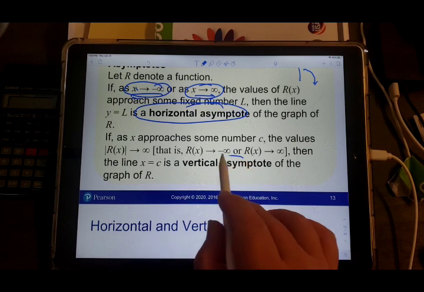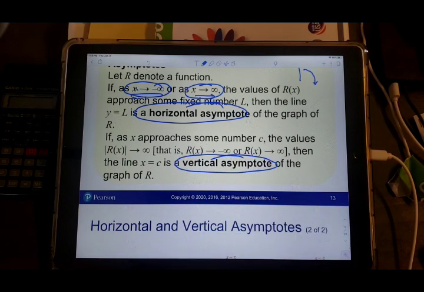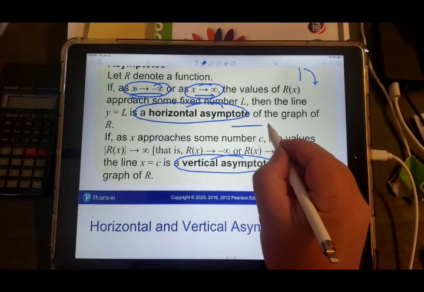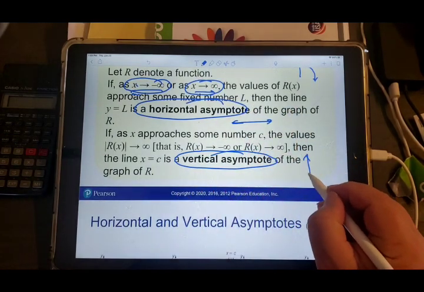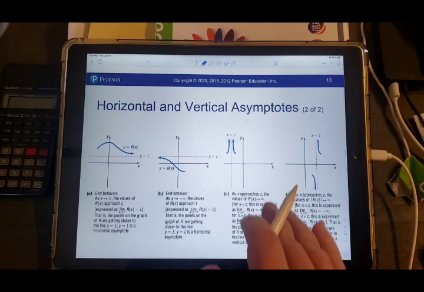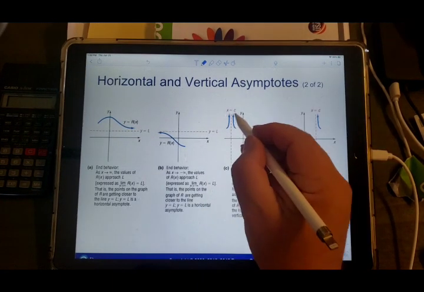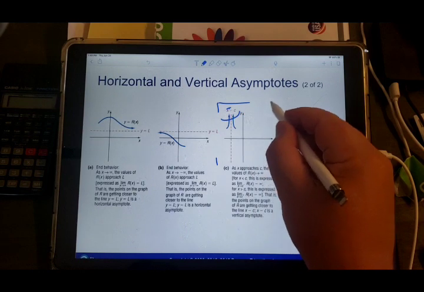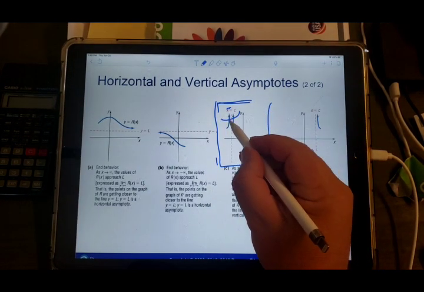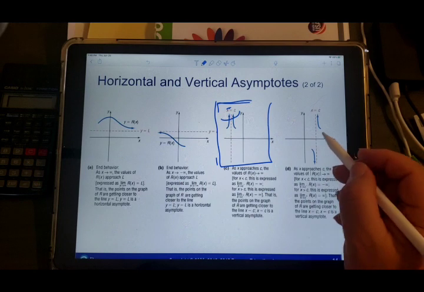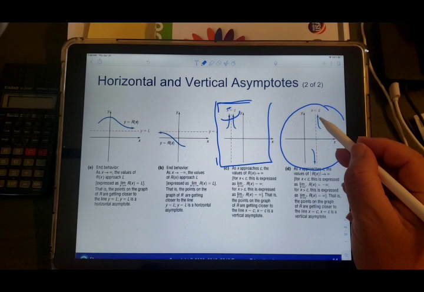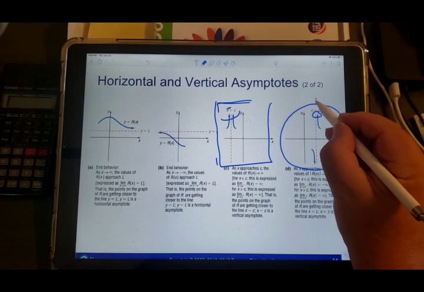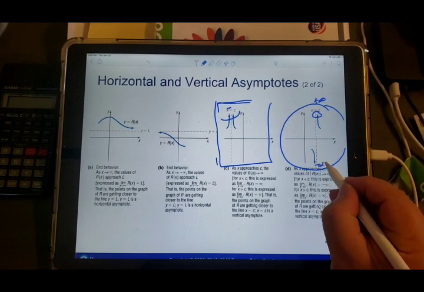There's another way to leave the box. You can leave the box with a vertical asymptote, which we'll see as well. All right, so horizontal, for those who don't know the word, is a line parallel to the x-axis. Vertical is a line parallel to the y-axis. So here's an example of a graph leaving the box with a vertical line, x equals c. Here's another graph leaving the box with a vertical line, x equals c. In one case, positive infinity. In the other case, negative infinity.